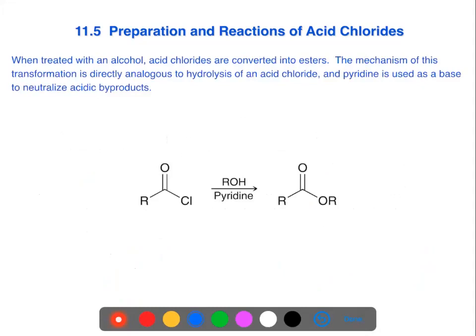Now, instead of hydrolysis, if we were to replace water with an alcohol, this is a convenient way of producing an ester. And the mechanism is exactly the same as what we just saw for the hydrolysis of an acid chloride. We also will add alcohol in the presence of pyridine. And again, pyridine will be used as a weak base to neutralize any acidity in the solution. Specifically, it will react with the protonated alcohol in this particular case to form a pyridinium salt with the leaving group, the chloride ion.